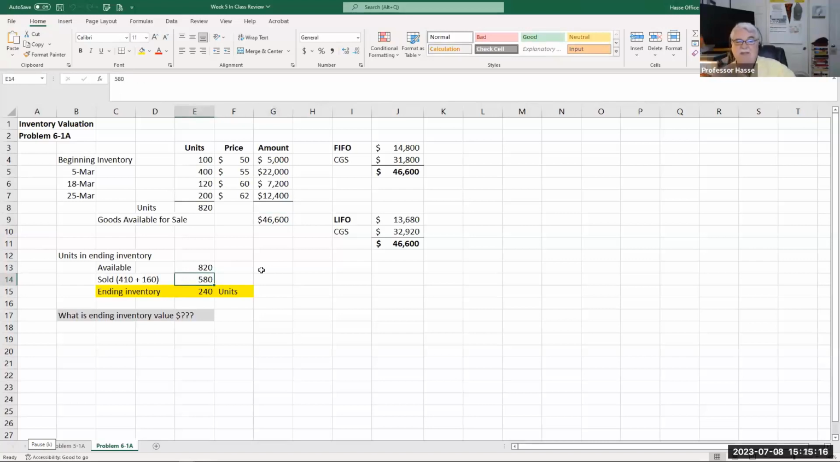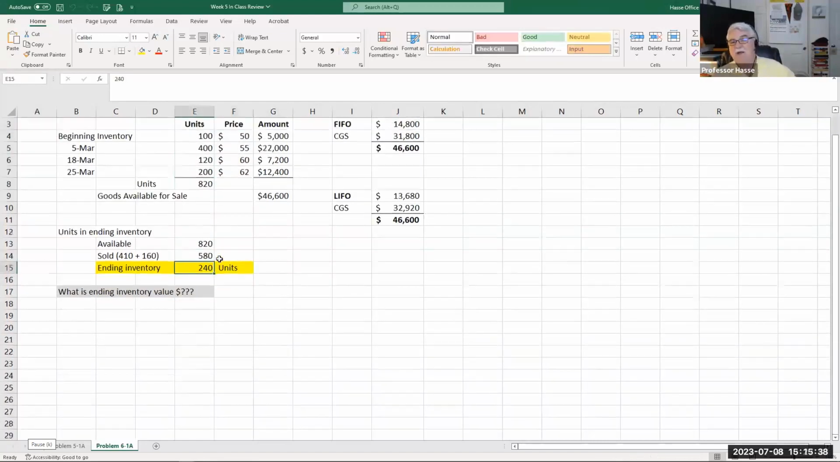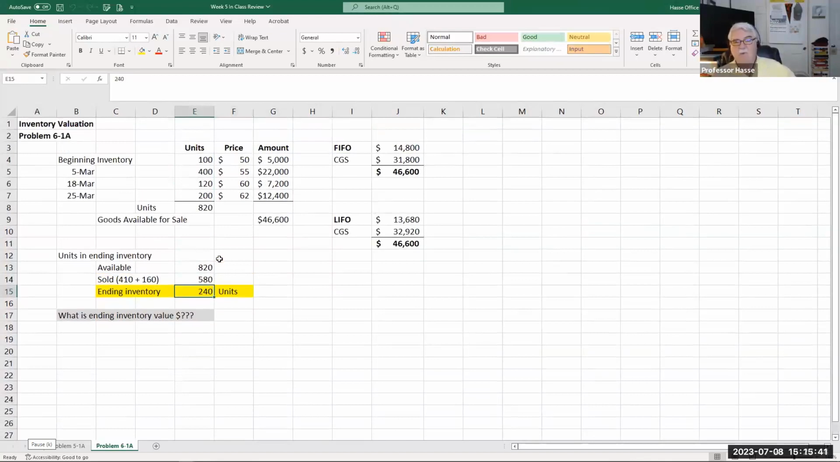All right. Well, let's say they sold 580 units of that 820 units during the month of March. So that means they had 820 units available in their inventory. They sold 580. That means they have remaining 240 units of inventory. Now, because these inventory items are all the same, but they came in at different dates and different prices, how do I place a value on that 240 units? Well, we can use a series of steps called LIFO and FIFO as a way of determining the inventory values of these 240 units.